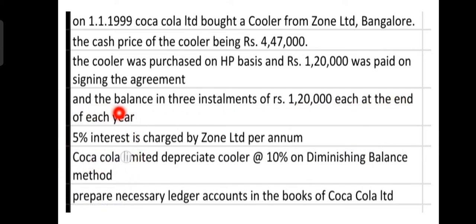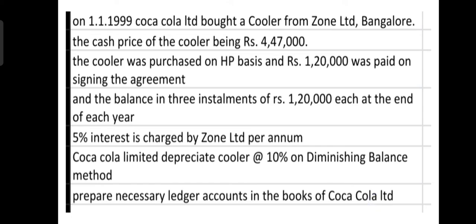The interest rate included in the installment is 5% on the outstanding amount, which is charged by Zone Limited per annum. Then Coca-Cola Limited depreciates this cooler 10% per annum on diminishing balance method, or reducing balance method, or written down value method. By using this information, we need to prepare the necessary ledger accounts in the books of Coca-Cola Limited.